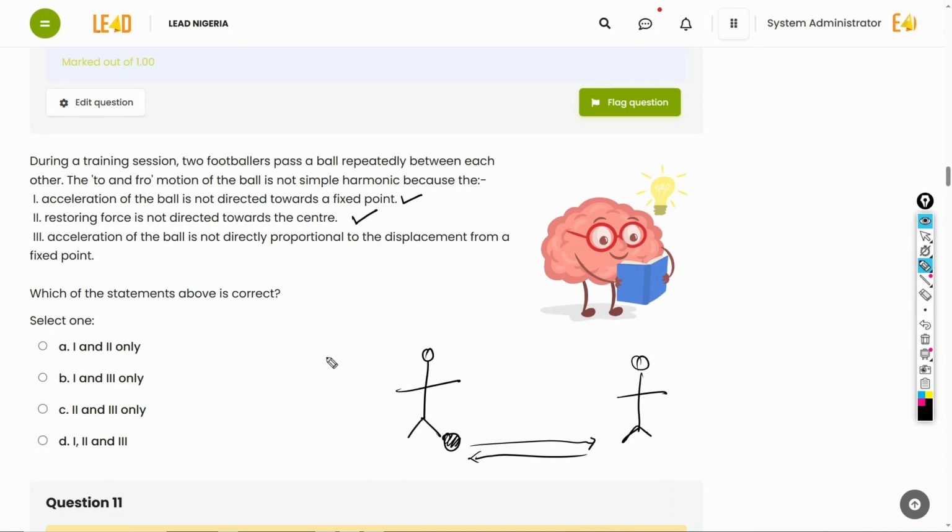And then the acceleration of the ball is not directly proportional to the displacement from a fixed point. That's also true. All right. Because again, they receive the acceleration from where they kick the ball, right? And it's not directed towards any point at all. It's just a to and from motion of kicking the ball. So on all 3 counts, it fails to be referred to as a system of simple harmonic motion.